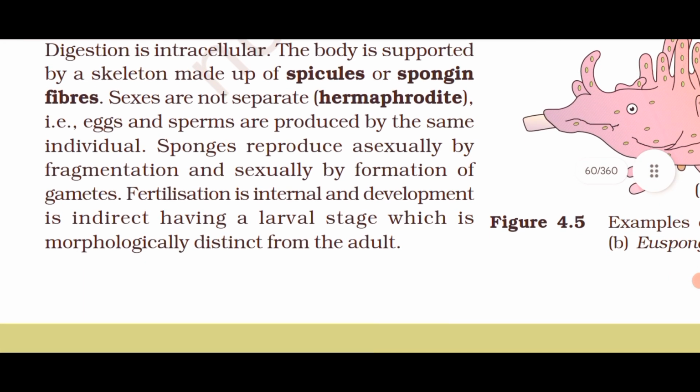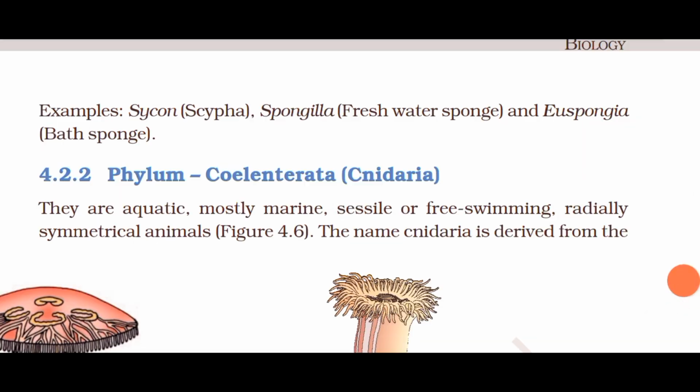Sponges reproduce asexually by fragmentation and sexually by formation of gametes. Fertilization is internal and development is indirect, having a larval stage which is morphologically distinct from the adult. Some examples of Porifera: Sycon, other name Scypha; Spongilla, other name freshwater sponge; and Euspongia, other name bath sponge.